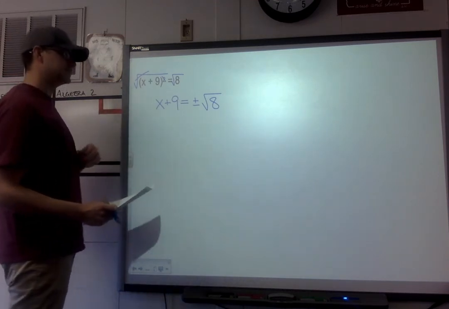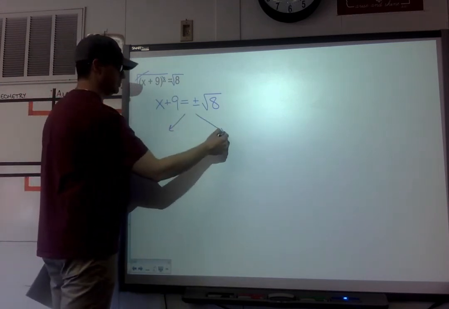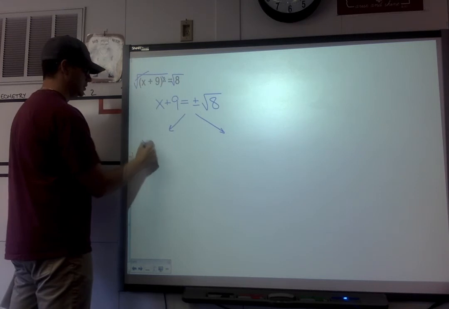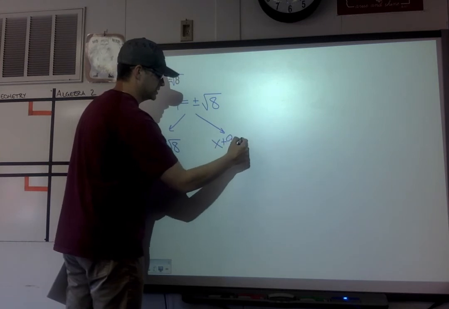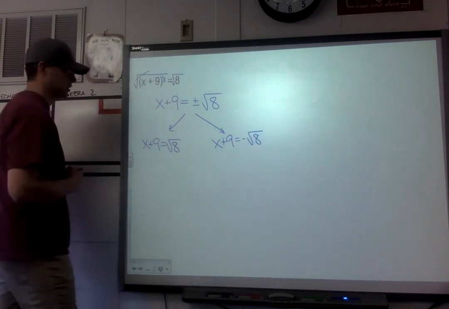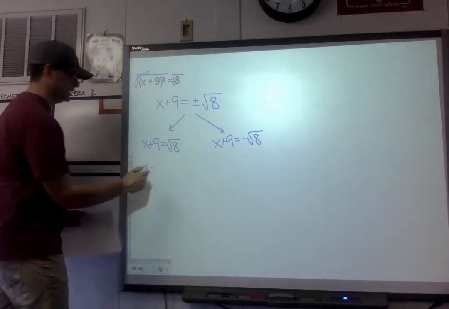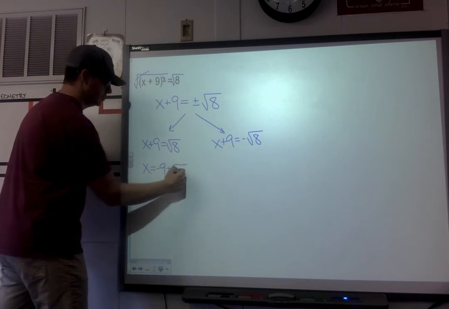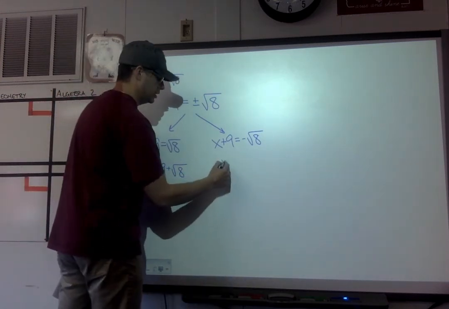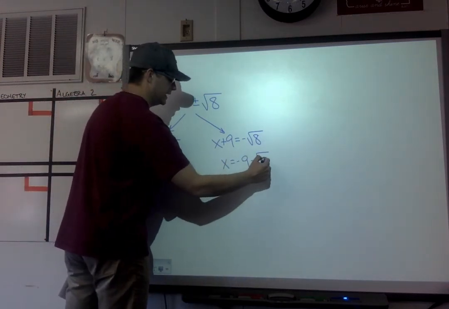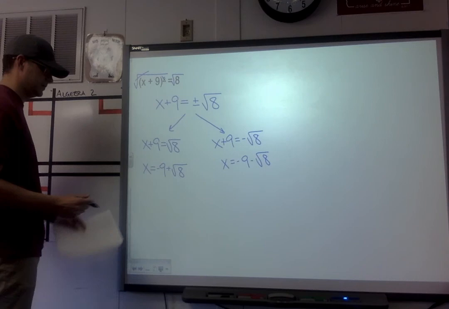Now, this time, I have two options of how I could get my final answer. I could break it up into my two equations again. So x plus 9 equals the square root of 8, and x plus 9 equals the negative square root of 8. Then when I subtract 9, I could say x equals negative 9 plus the square root of 8, or I could say square root of 8 minus 9. And then over here, x equals negative 9 minus the square root of 8, or the negative square root of 8 minus 9, either way.